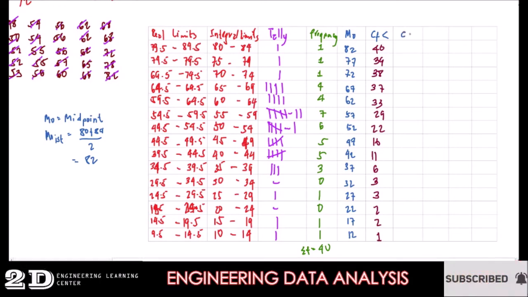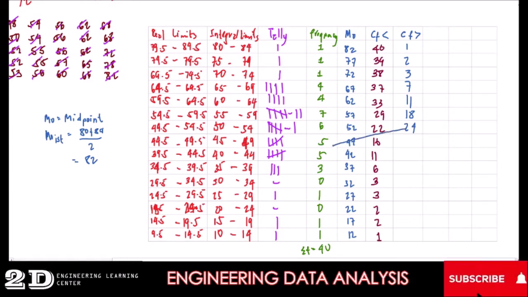Then for the cumulative frequency greater than, maybe in blue, we will start here. We have 1, so 1 plus 1 is 2, 2 plus 2 is 3, 3 plus 4 is 7, 7 plus 4 is 11, 11 plus 7 is 18, 18 plus 6 is 24, 24 plus 5, and the answer you will write here is 29. So this is how you do that.